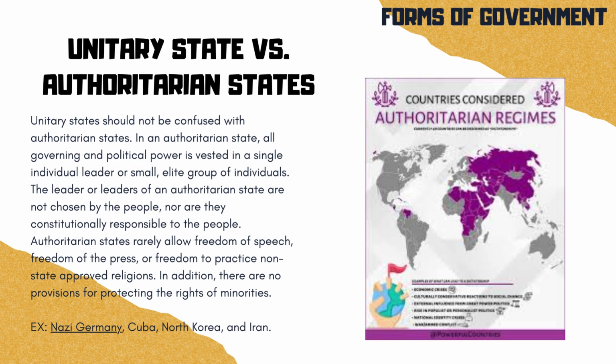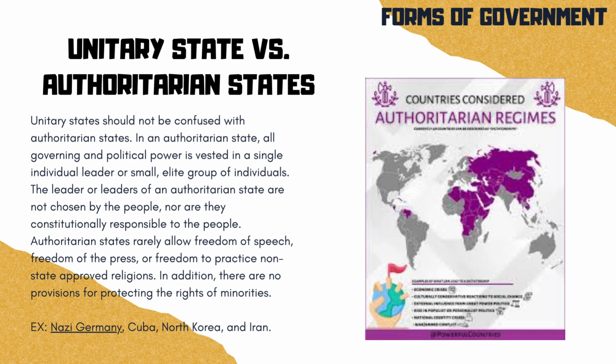A unitary state and an authoritarian state might sound similar, but they're actually very different. A unitary state has a central government that controls most decisions, but it can still be democratic, like France or Japan. People can vote and have leaders, and leaders can be removed if people don't like them. Authoritarian states, on the other hand, are where a leader or a small group has total control and the citizens have little to no say in their government. For example, North Korea, Russia, or even Cuba.